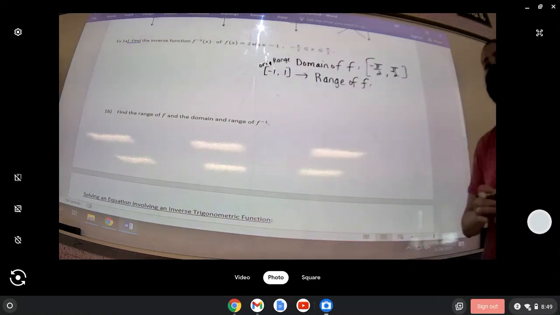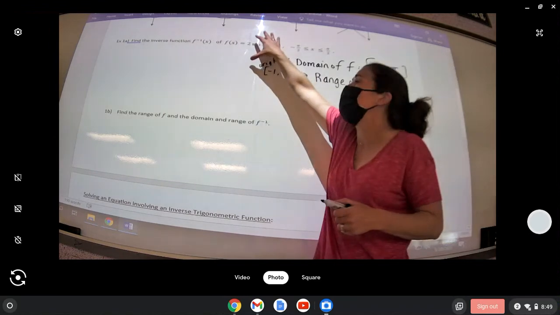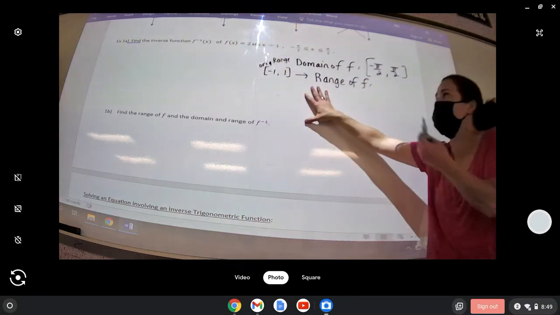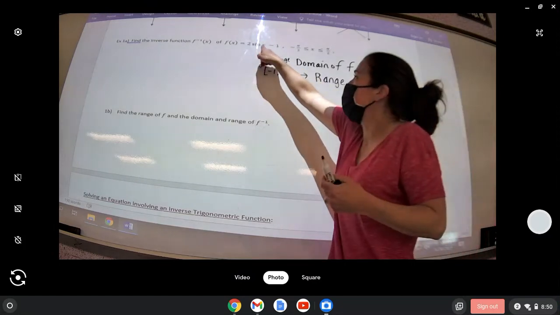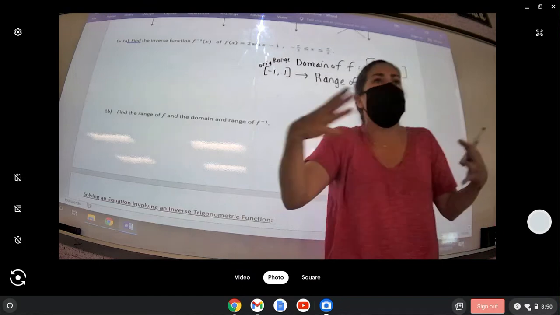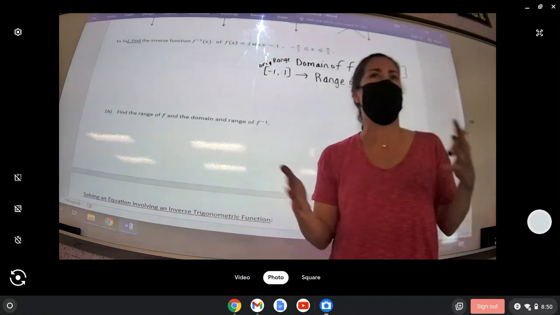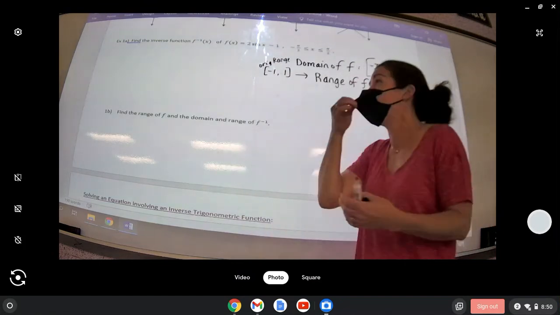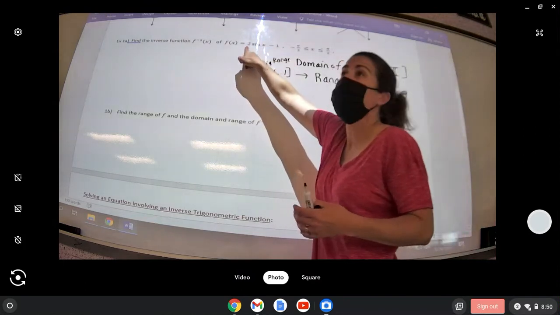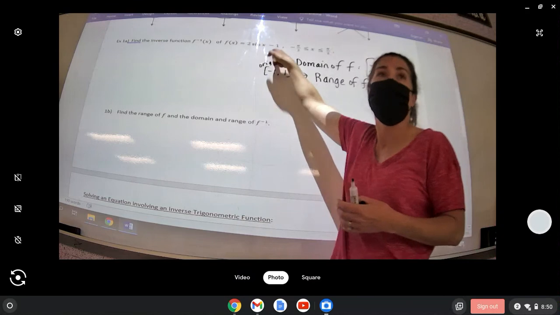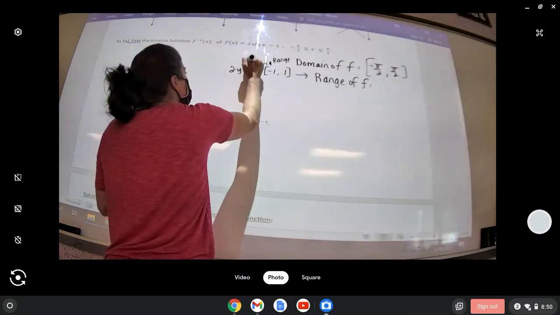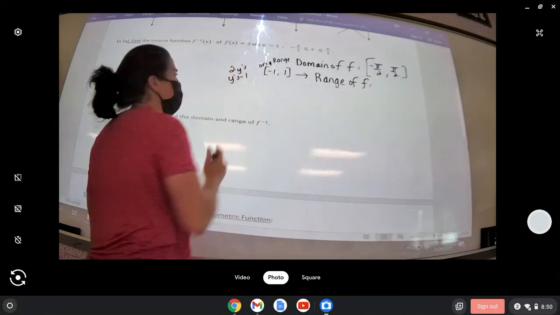The range is the y values, so any changes you made to the y's in this equation are going to affect the y's in the range. The good news is x hasn't been touched. I haven't changed the period or the number of inputs, and I haven't shifted it left or right. All of the changes to this equation are on the outside. It's 2 times the y's, and then the y's minus 1. It's causing a stretch and a shift down.